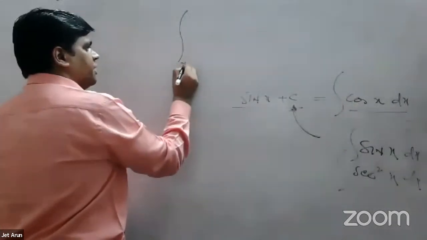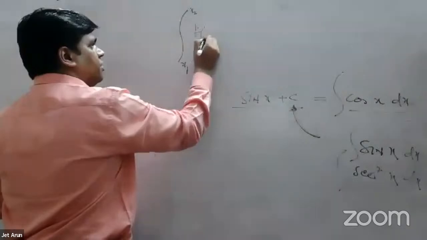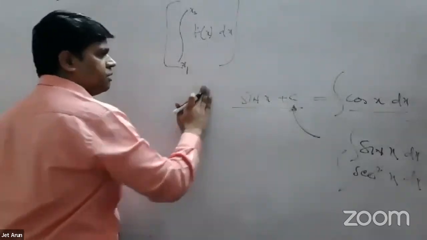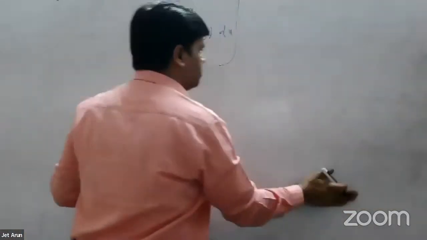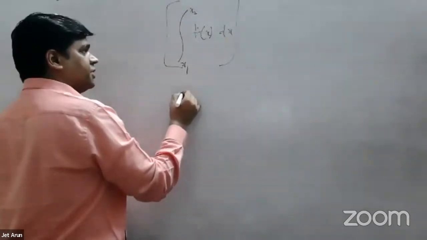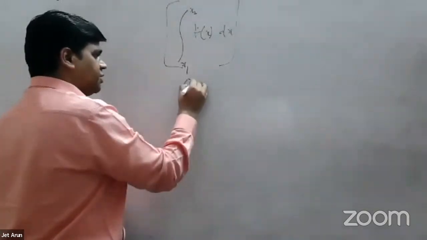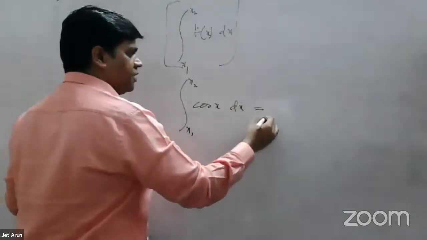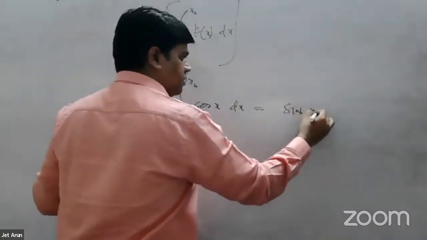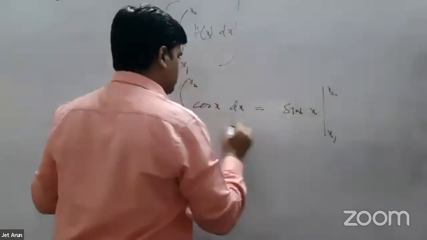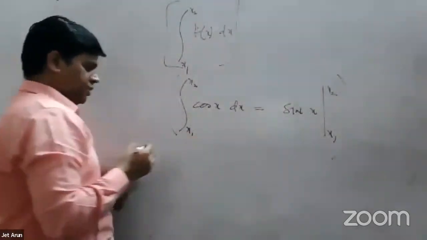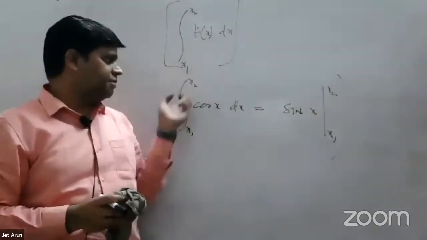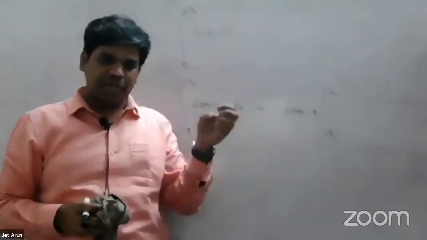Which says integral x1 to x2 f of x dx. Now let us say f of x is sin x or cos x. Integral x1 to x2 cos x dx is equal to sin x under the limits x1 to x2. Look at the notation, students. I don't have plus c here now. That constant is hidden in limits. That constant is being acquired from limits.